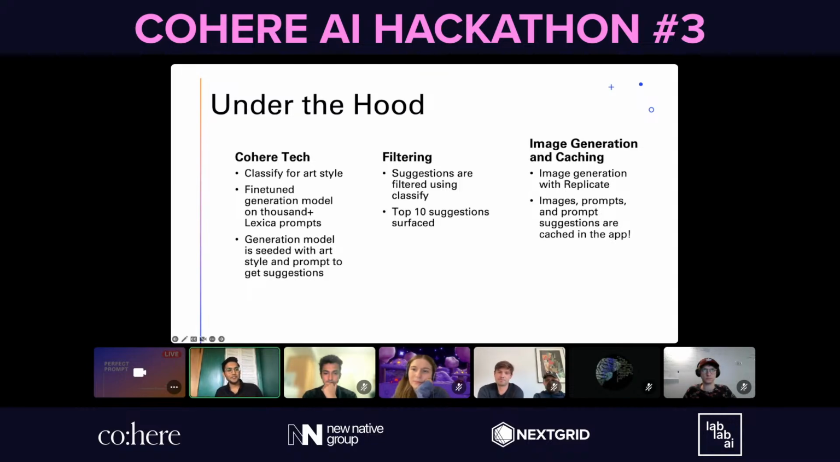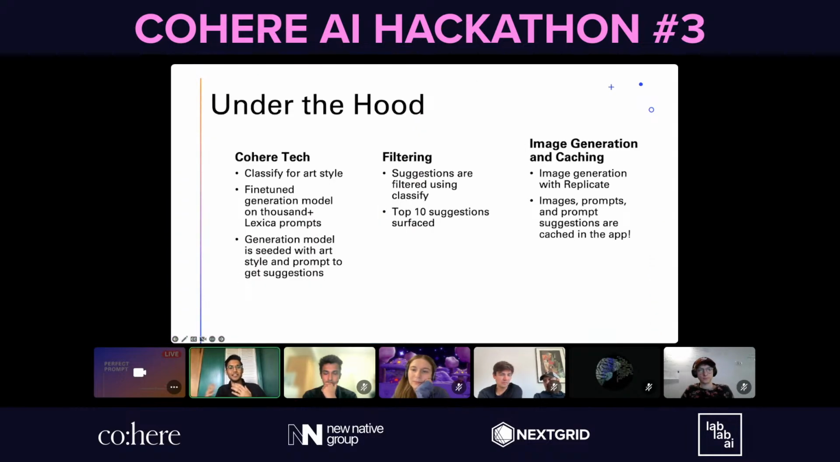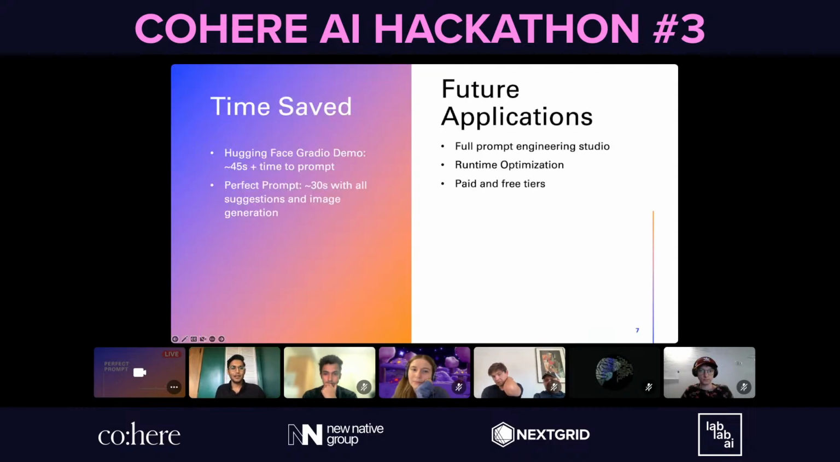We filter those suggestions using classify once again because we're really interested in the ones that are similar to the art style that we identified, not necessarily ones that are cogent. And we generate those images with replicates and keep all of the suggestions that we create inside the application.